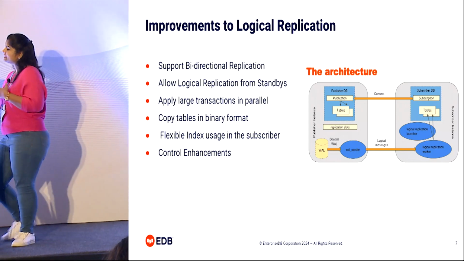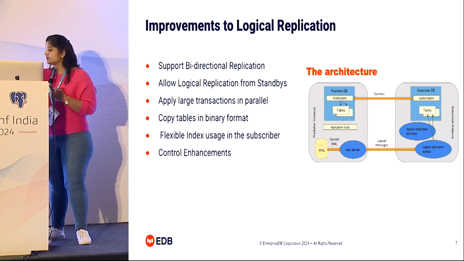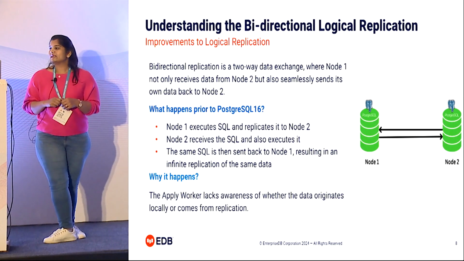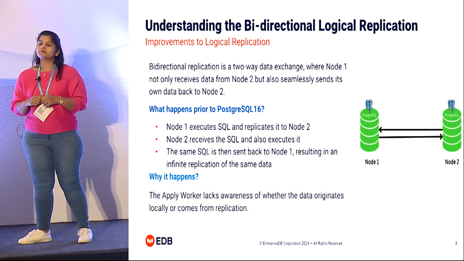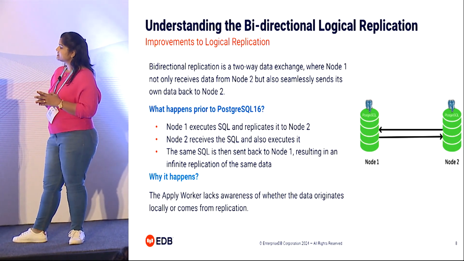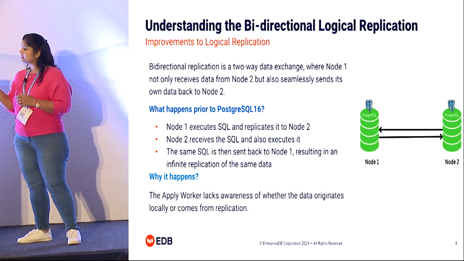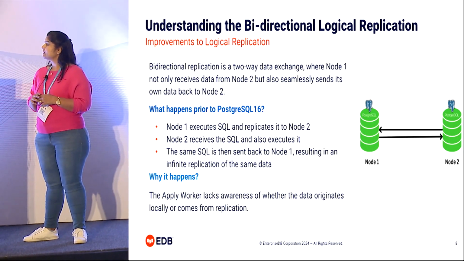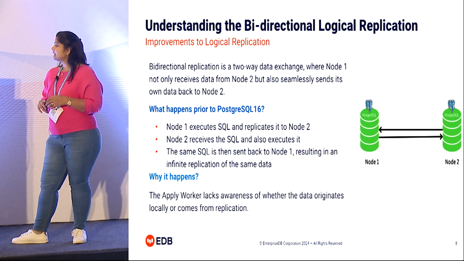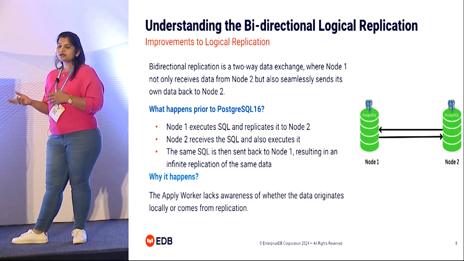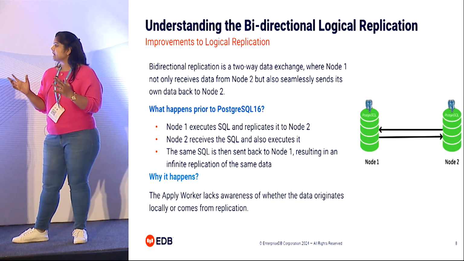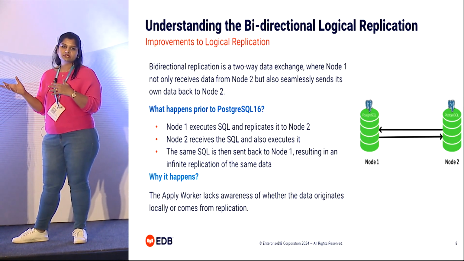So now I'll be starting with the improvements we have in logical replication. The first one is bidirectional logical replication support. Bidirectional replication is a two-way data exchange. As you see, we have node 1 and node 2. Node 1 is a publisher and node 2 has subscribed to those changes. At the same time, node 2 can publish the same data and node 1 can subscribe to that, which means any changes that happen in either node are mirrored to the other and vice versa.